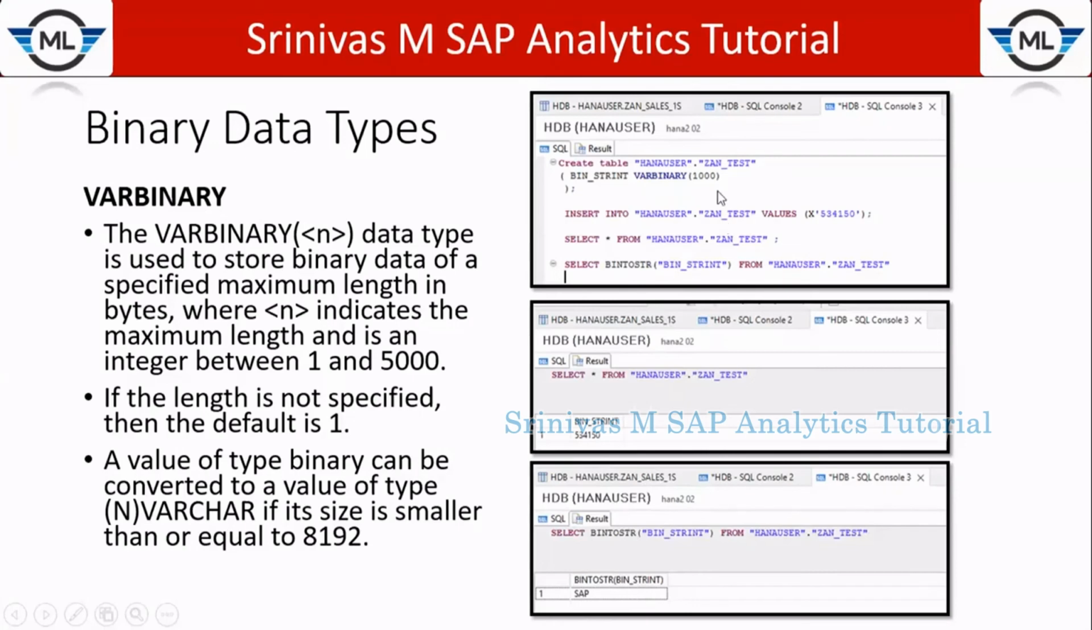So here I tried to clearly show you how to create a column of type binary, how we can insert data into it, and how we can convert the binary information from binary to string format. I hope it helps. Going to the next.